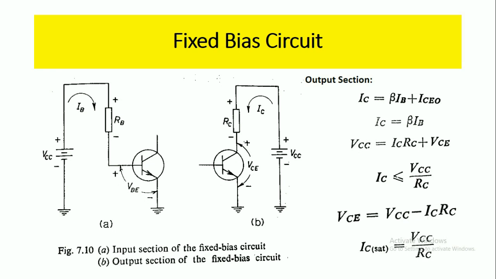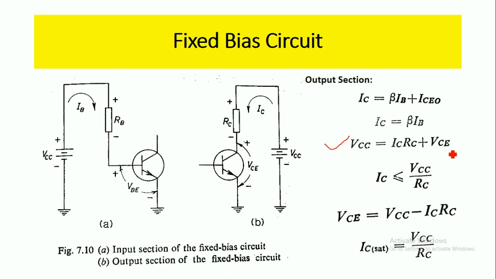When you go for the output section, we have VCC equal to the current flowing through this resistance RC, IC into RC, plus the collector to emitter voltage drop VCE. So we can write VCC equal to IC RC plus VCE. Here is the equation we have: VCC equal to IC RC plus VCE.